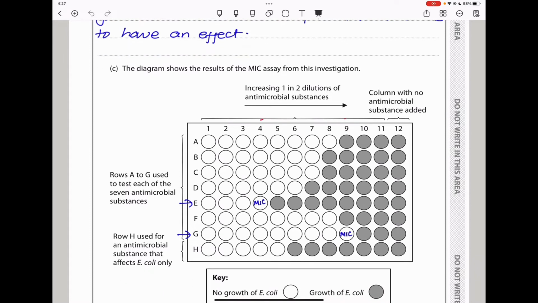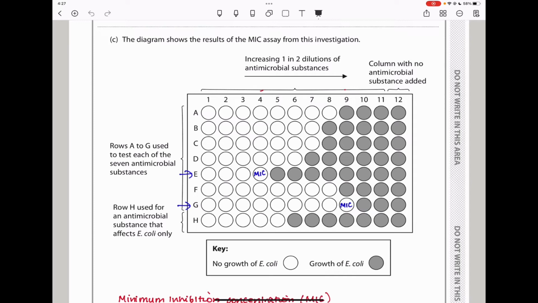The next part says, the diagram shows the result of the MIC assay from the investigation. So this is how they carried out the experiment. You can see these were positioned from 1 to 12 and this side A to H. So this is increasing in 1 in 2 dilutions of antimicrobial substance. They're diluting further and further. And the last column here, we can see it's a column with no antimicrobial substance added.